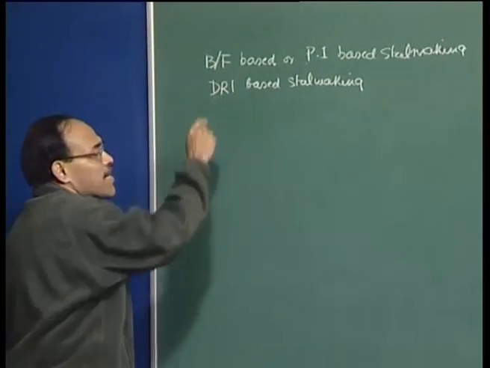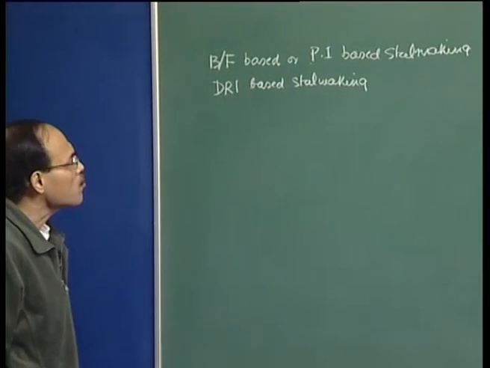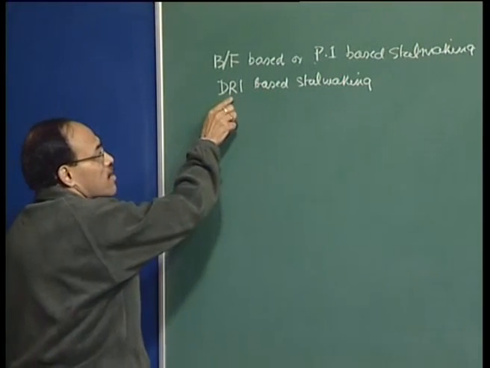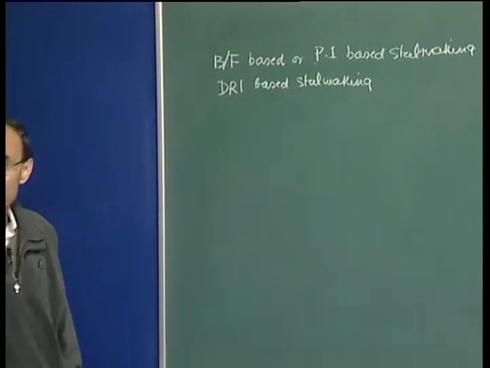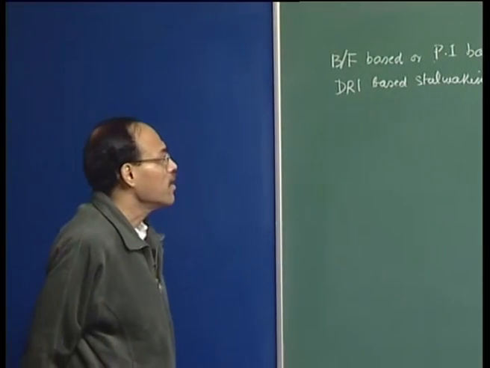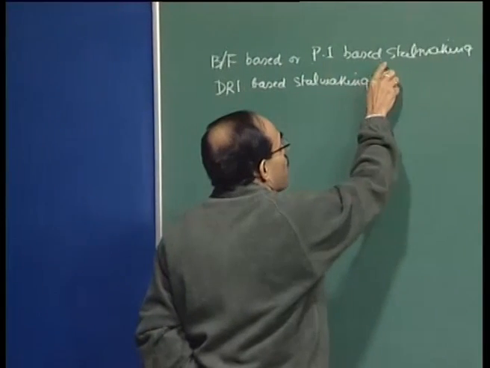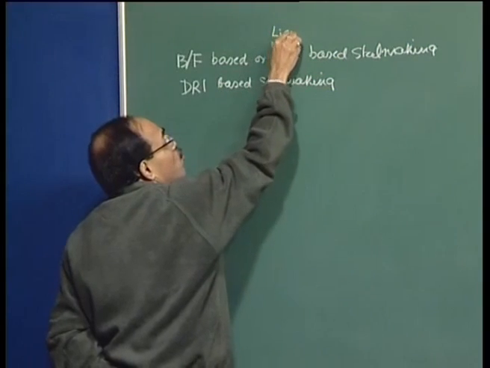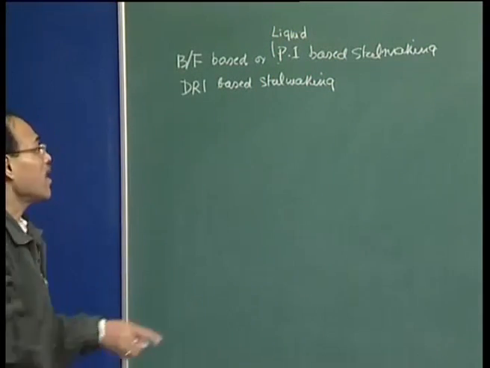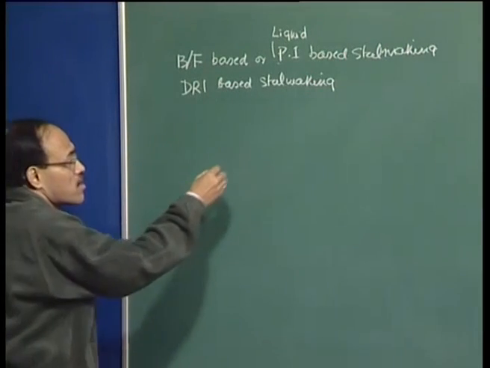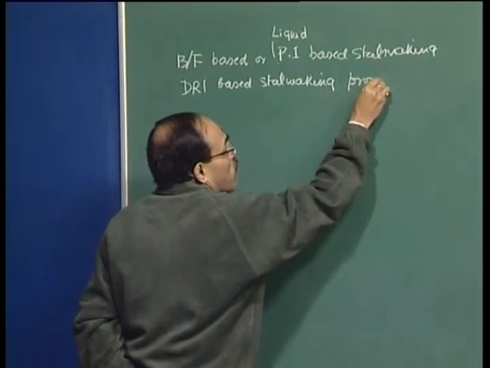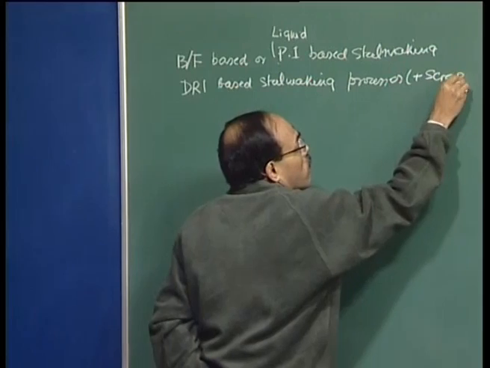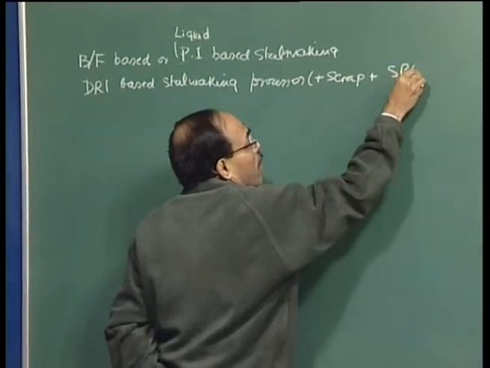DRI based steel making often does not require molten pig iron. So, it is supplemented with some amount of scrap, maybe sometimes some amount of solid pig iron. And liquid pig iron based, I would say better, liquid pig iron based, because some plants do use solid pig iron charge also, and DRI based steel making processes often use DRI plus scrap plus solid pig iron.